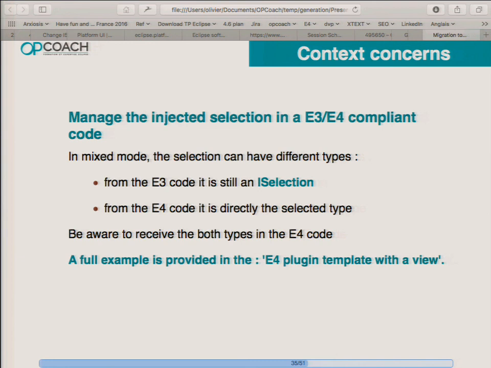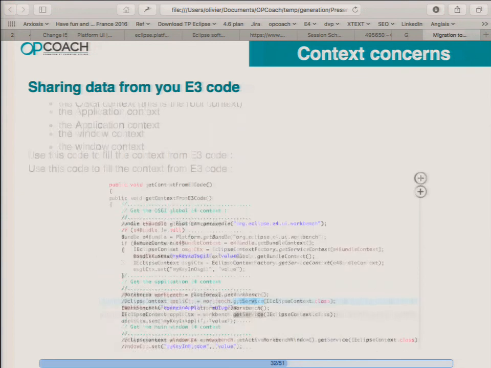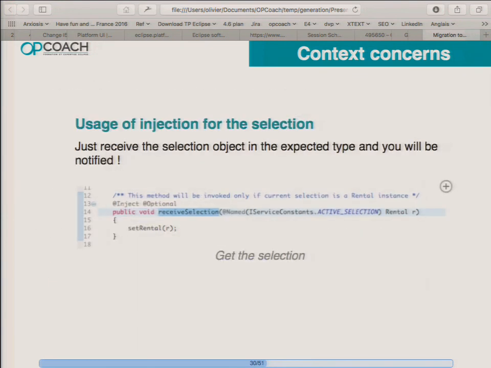Okay, and this slide is important also because if you have mixed code with 3.x and 4.x, for those who have managed selection, you probably know this type, ISelection. The ISelection is the standard interface to manage selection in 3.x. But you will still have ISelection in the framework. But I don't know if you have seen in the previous slide, but when you manage selection with E4, you can directly use the type of your business object. It's not an ISelection here.